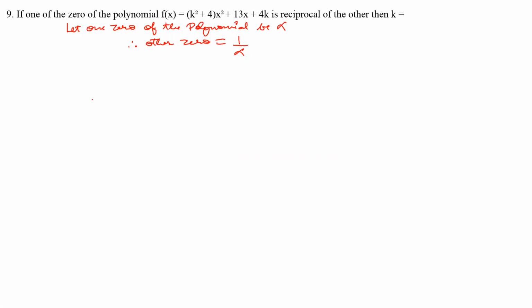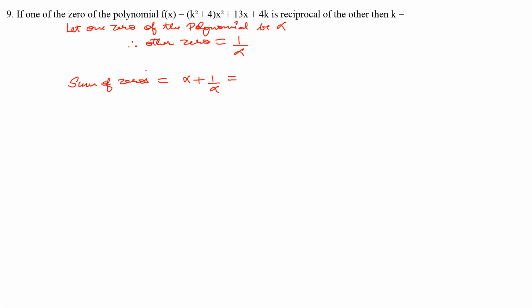Now see, we will use sum of zeros. Okay, sum of zeros. So sum of zeros, what will it be, alpha plus 1 upon alpha. Correct, because one zero is alpha and other zero is what, 1 upon alpha. Before applying this sum of zeros we will have to write down the value of a, b and c.